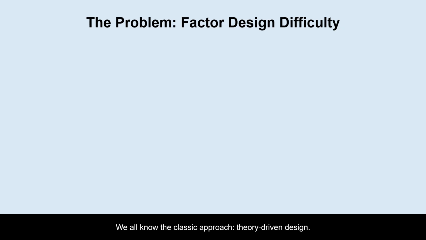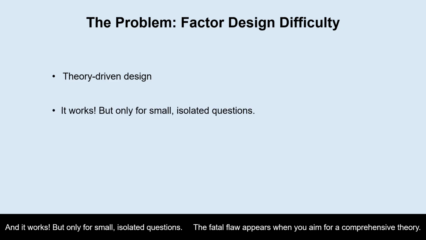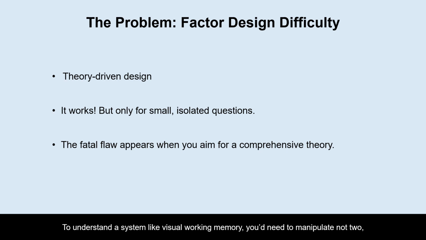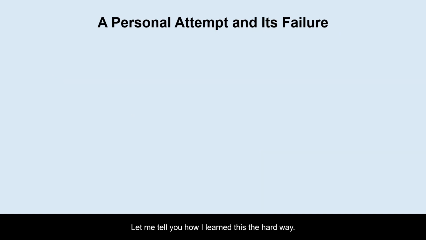We all know the classic approach, theory-driven design. You have a hypothesis, you manipulate variable A and B, and you see what happens. And it works, but only for small, isolated questions. The fatal flaw appears when you aim for a comprehensive theory. To understand a system like visual working memory, you'd need to manipulate not 2, but 10 or more factors simultaneously. And that isn't just hard, it's practically impossible. Let me tell you how I learned this the hard way.